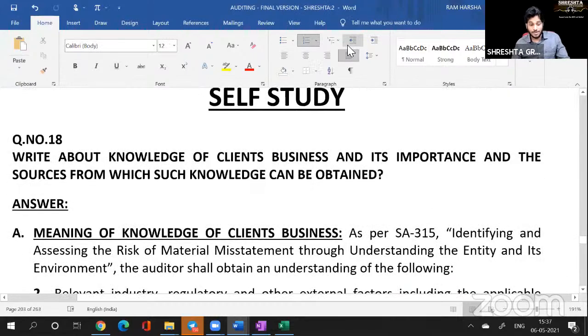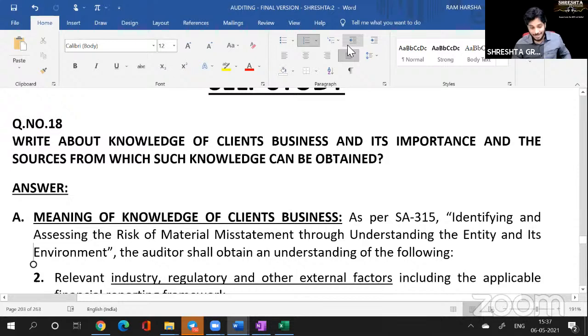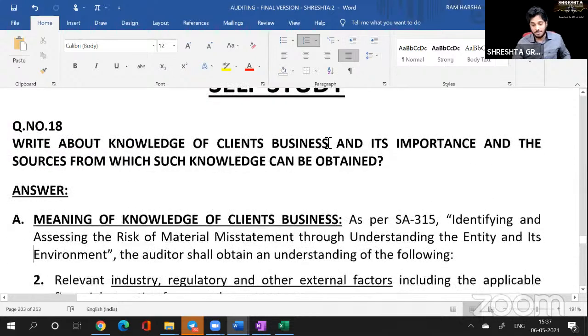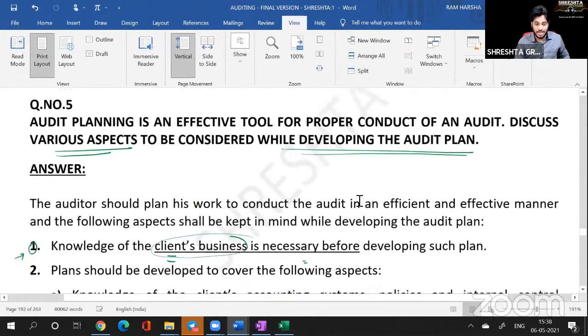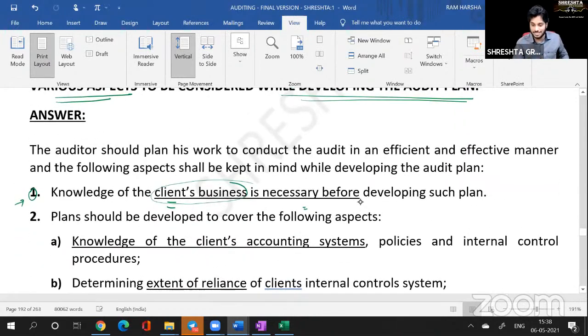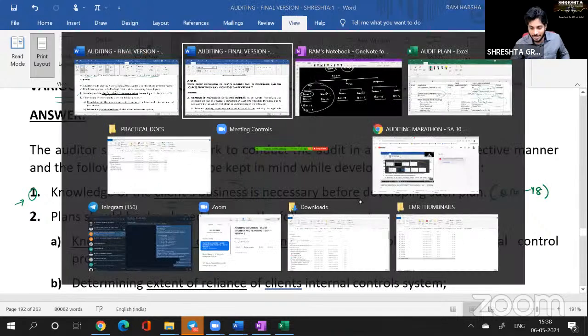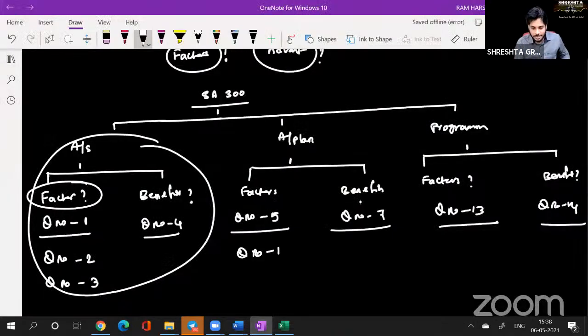If you look at question number 18, I kept it under self-study, but of course we explained it in class. Question number 18 speaks about what is meant by knowledge of client business. So if you're reading question number 5, first point, to understand it you have to look at question number 18. I'm also giving the reference here: question number 18 in the material I gave, for understanding factors.